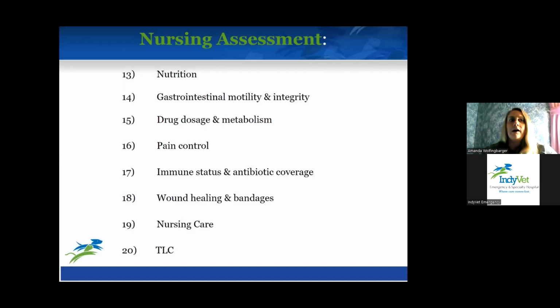And then for our last section, one of my favorite sections, our nursing section, we've got nutrition, gastrointestinal motility and integrity, drug dosage and metabolism, pain control, immune status, antibiotic coverage, wound healing and bandages, and nursing care and TLC.